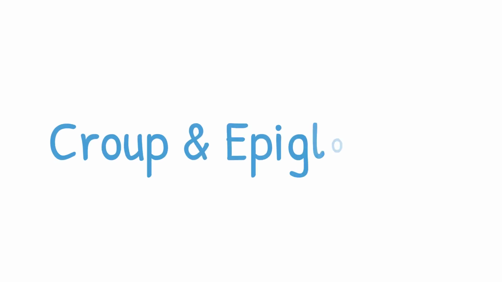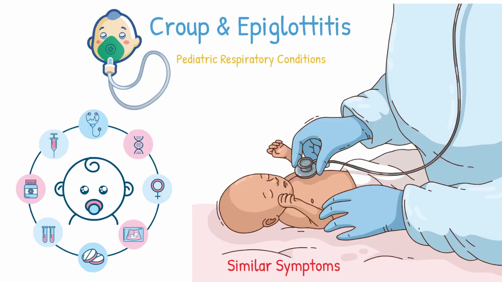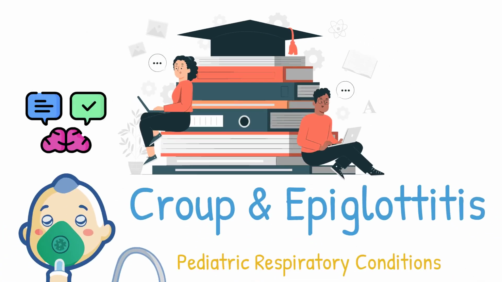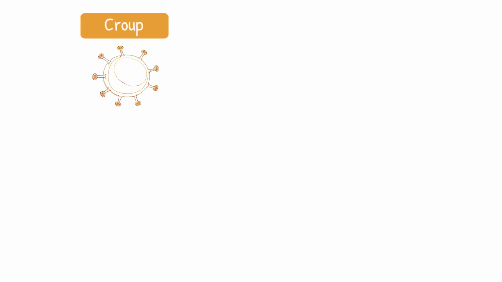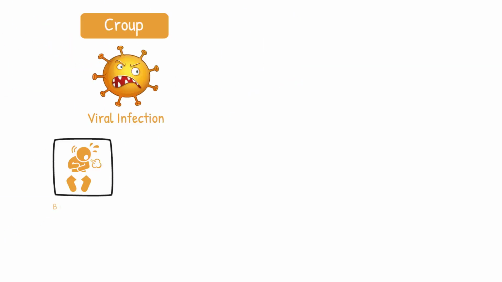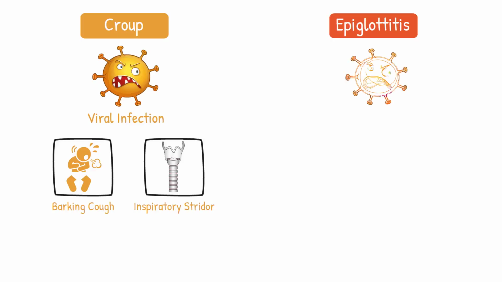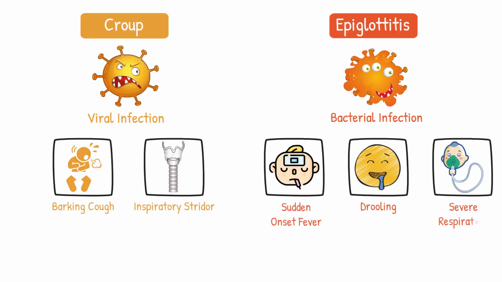Croup and epiglottitis are two pediatric respiratory conditions that share similar symptoms but require distinct management strategies. For those who are preparing for the board exam, understanding the differences between these conditions is critical. Croup is a viral infection that typically presents with a barking cough and inspiratory stridor, while epiglottitis is a bacterial infection characterized by sudden onset fever, drooling, and severe respiratory distress.